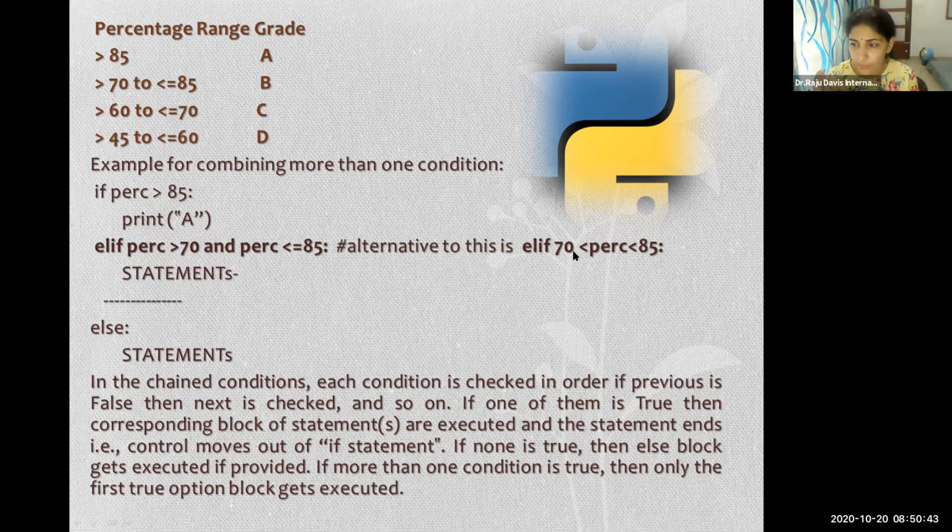The common variable name you need to write in the center. So what is the common variable name? Percentage. Just note it down. You have to expand it in this way: 70 less than percentage and percentage less than 85. That statement you're writing as a simple statement, that is 70 less than percentage less than or equal to 85.